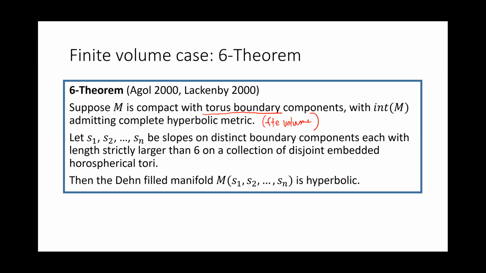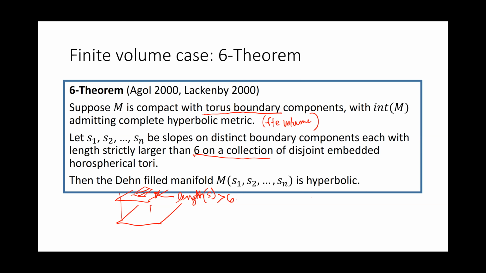And you have a collection of slopes on distinct boundary components, then remember, if this is hyperbolic, it means that these boundary components are going to be tori, they're going to look like tori on horospheres. And your slopes, you can put them in the Euclidean metric there, so they're going to have a geometric length. And for the sixth theorem, you require that this is strictly greater than 6. Okay, so on a collection of disjoint embedded horospherical tori, you have this. Then you can guarantee that the Dehn-filled manifold is hyperbolic.